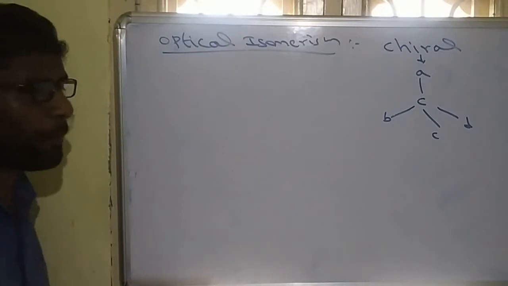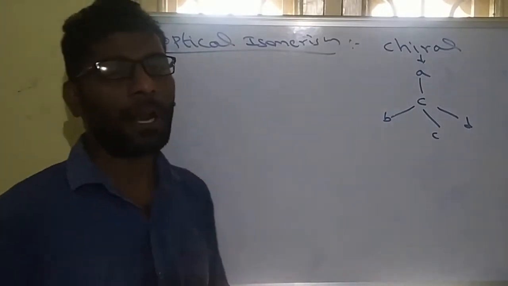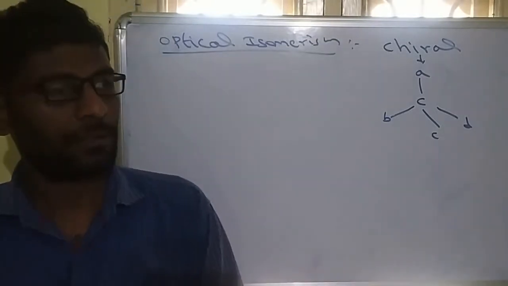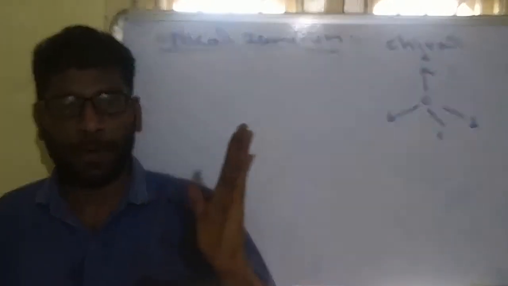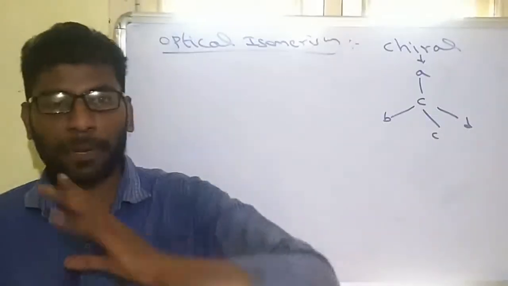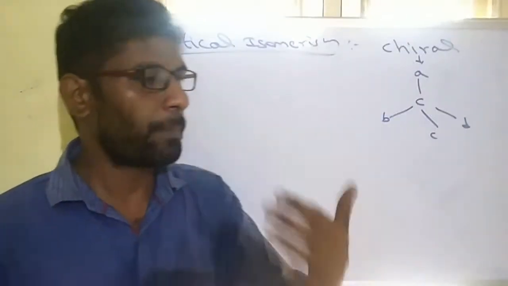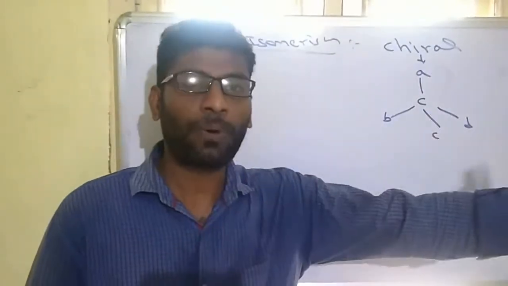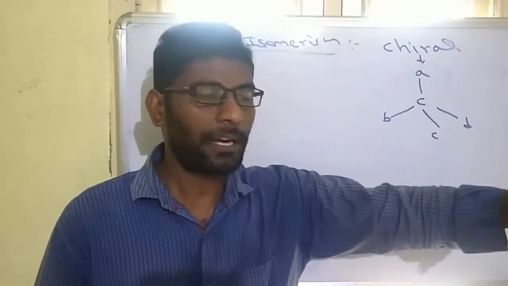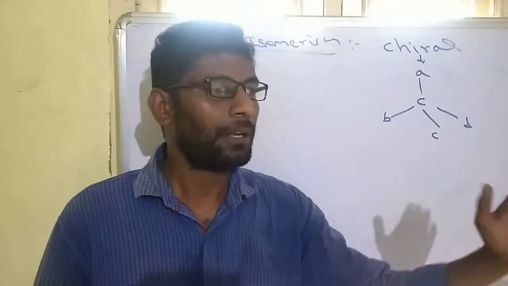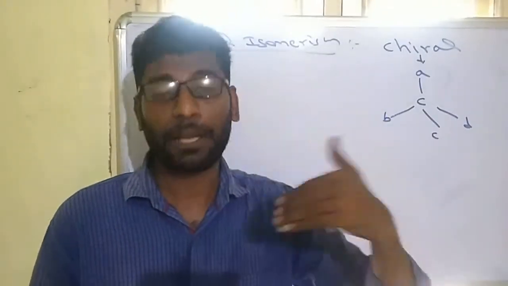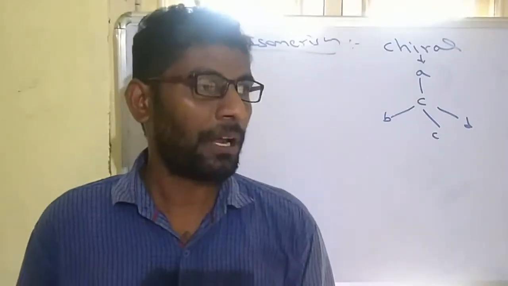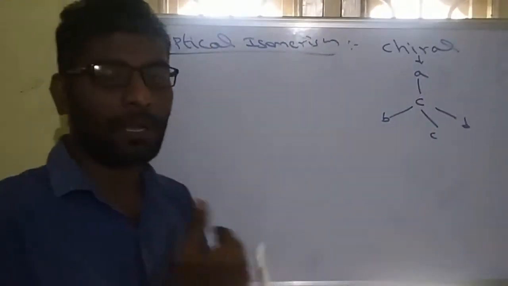So what actually are optical isomers? Optical isomers will rotate plane polarized light. Plane polarized light means all rays are present in one single plane. When we pass that plane polarized light through an organic compound, if the light is rotated by the compound, then that organic compound is called optically active. Any compound which rotates light is called optically active. So that shows optical isomerism.